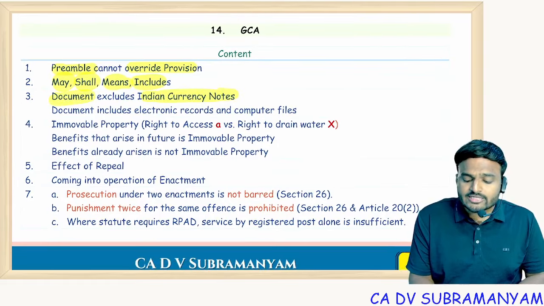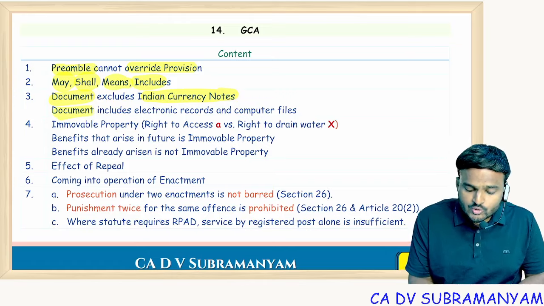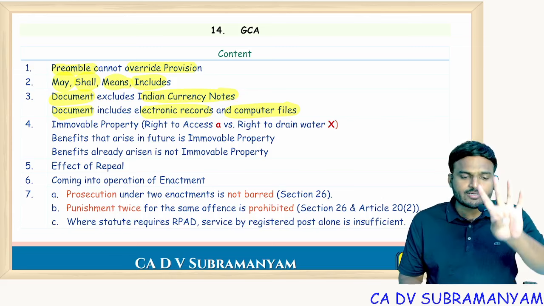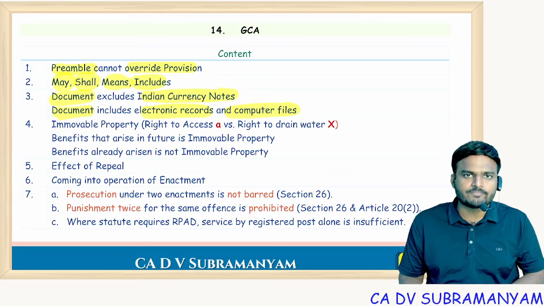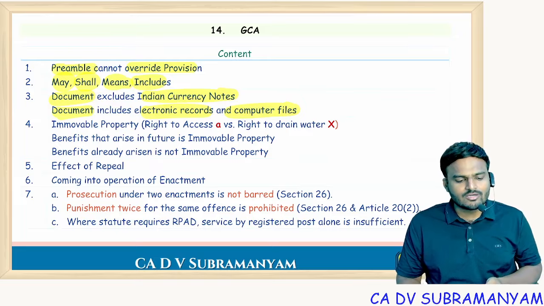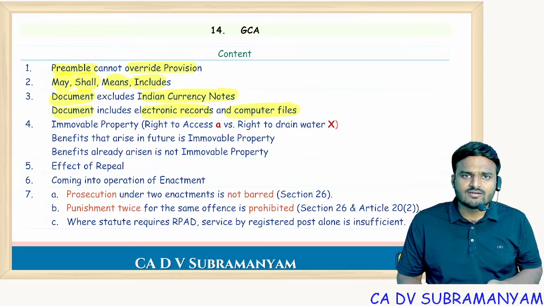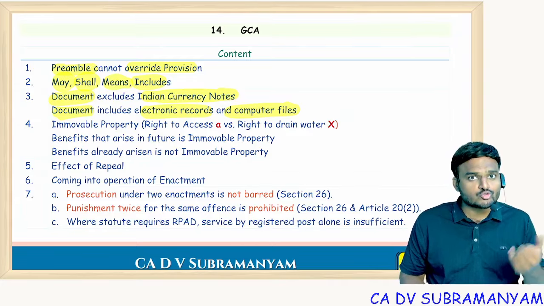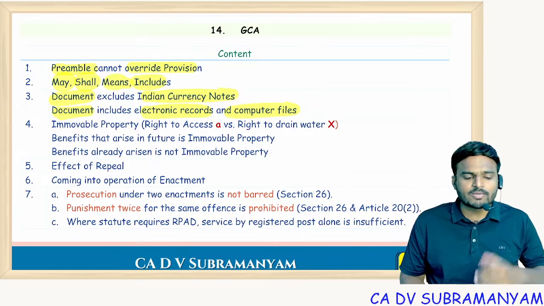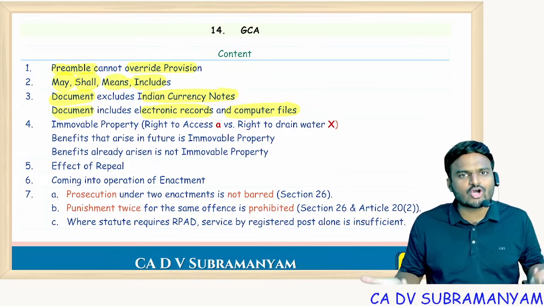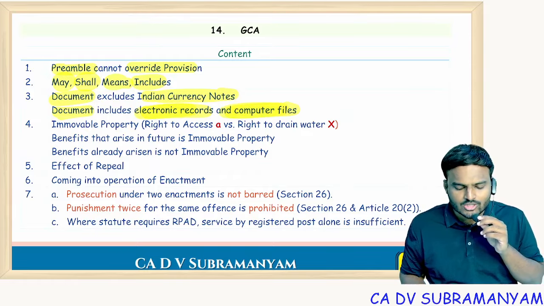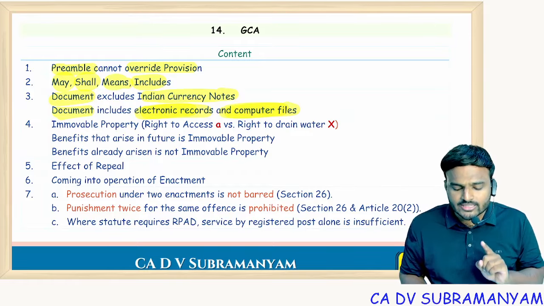Document excludes Indian currency notes and document includes electronic records and computer files. Document, four conditions to be satisfied. Any matter to be recorded on any substance by any means intended to be used or to be used right now and for the purpose of recording the matter, it becomes a document. So document includes soft copies also, computer files, electronic records, but remember, document excludes Indian currency notes.